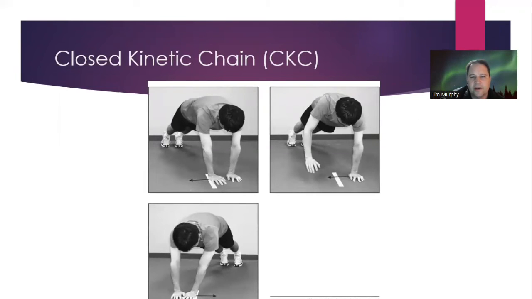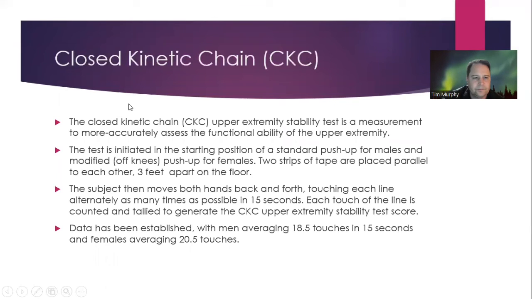Closed kinetic chain, CKC. Here's a demonstration in a diagram. The closed kinetic chain, CKC, upper extremity stability test is a measurement to more accurately assess the functional ability of the upper extremity. The test is initiated in the starting position of a standard push-up for males and modified off the knees push-up for females.